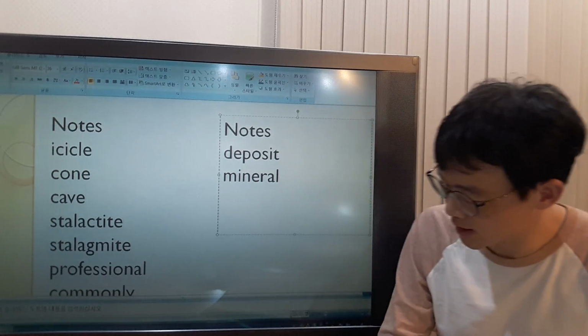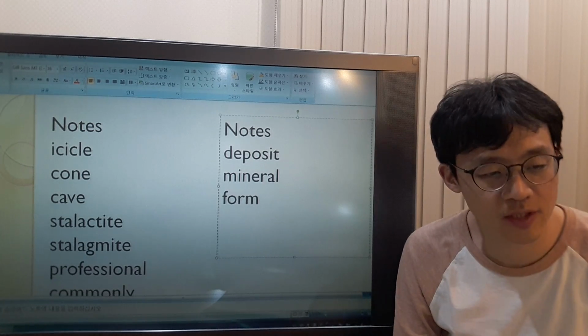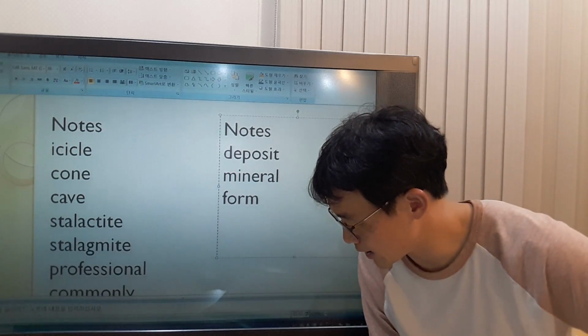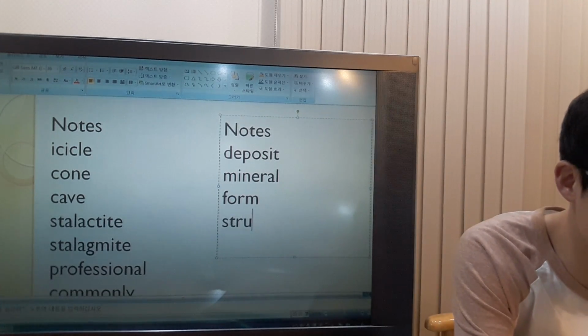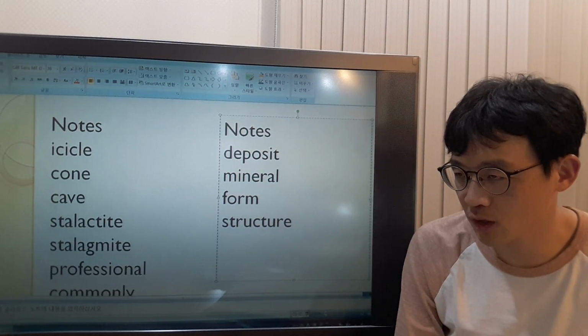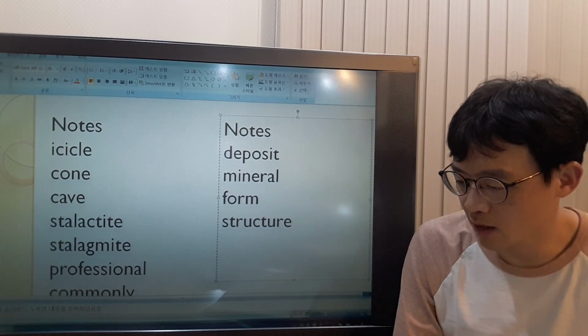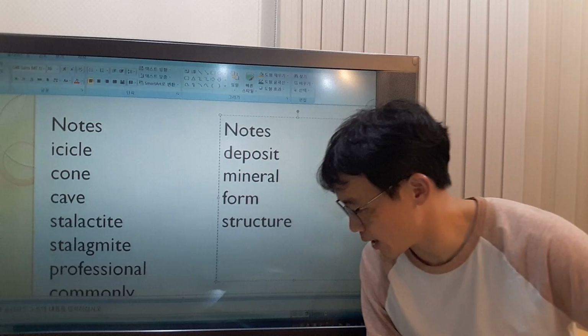That form in cave structures. Form means what? Form means makes itself as a shape, okay? In cave structures, what's a structure? Structure is something consisting of parts that are connected in an ordered way, okay?